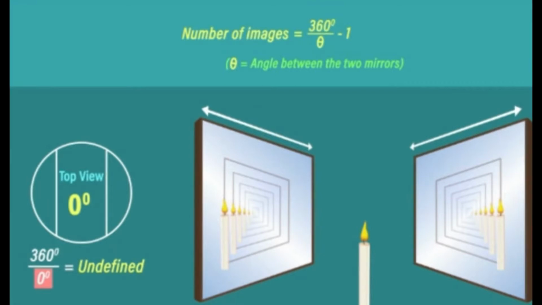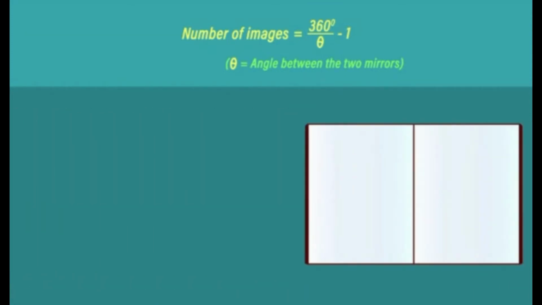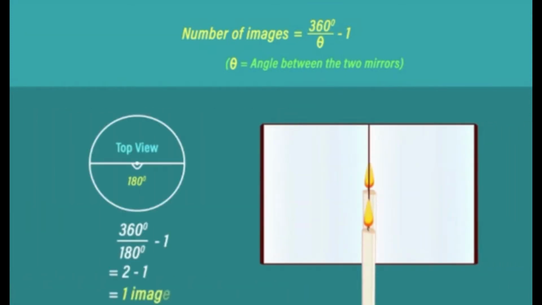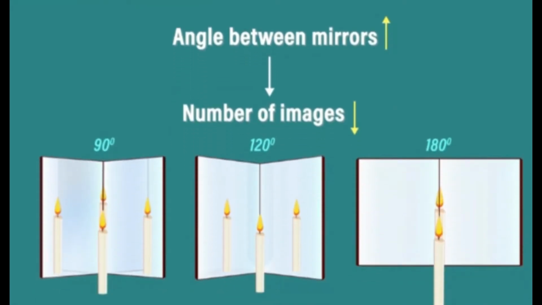When the angle between the mirrors is 120 degrees, 2 images are formed. When the angle between the mirrors is 180 degrees, only 1 image will be formed. So as we increase the angle between the mirrors, the number of images decreases. And remember, in all the cases, we are assuming the object to be right on the central line.